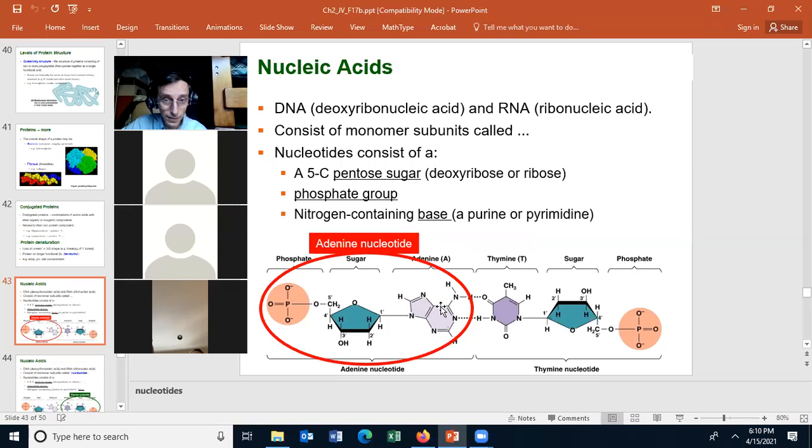I suppose you should know that DNA has 4 different bases, so the DNA has 4 different nucleotides. RNA also has 4 different bases, and it has 4 different nucleotides. 3 of them are the same, but 1 differs. We'll talk about that more. The nitrogen-containing base can be a purine or a pyrimidine. Adenine is a purine.